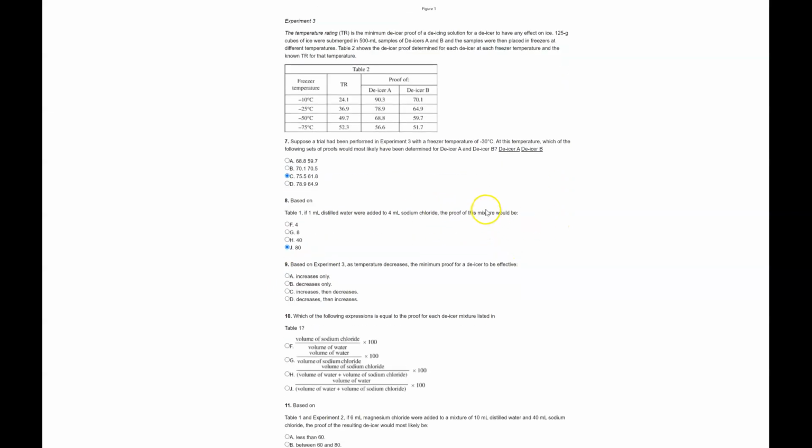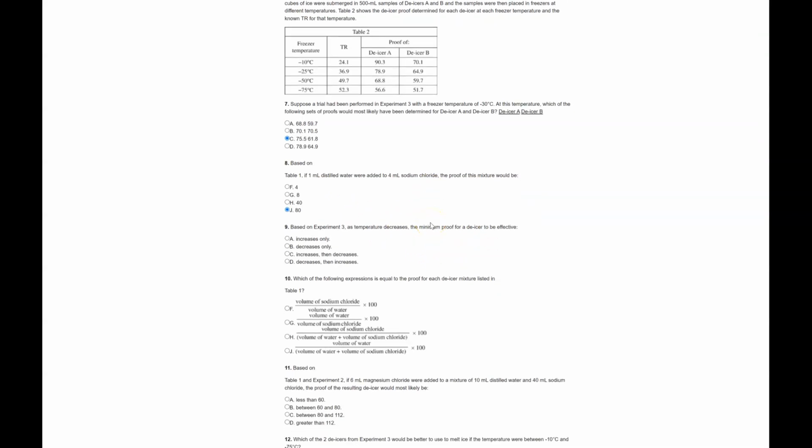Okay. So because the total has to be 100, if there's 20 out, that leaves 80. All right, number 9, based on experiment 3, as temperature decreases, the minimum proof for a de-icer to be effective does what? It has to increase. The number has to get bigger, because if you are at negative numbers down here, the temperature is going to have to change to be better.